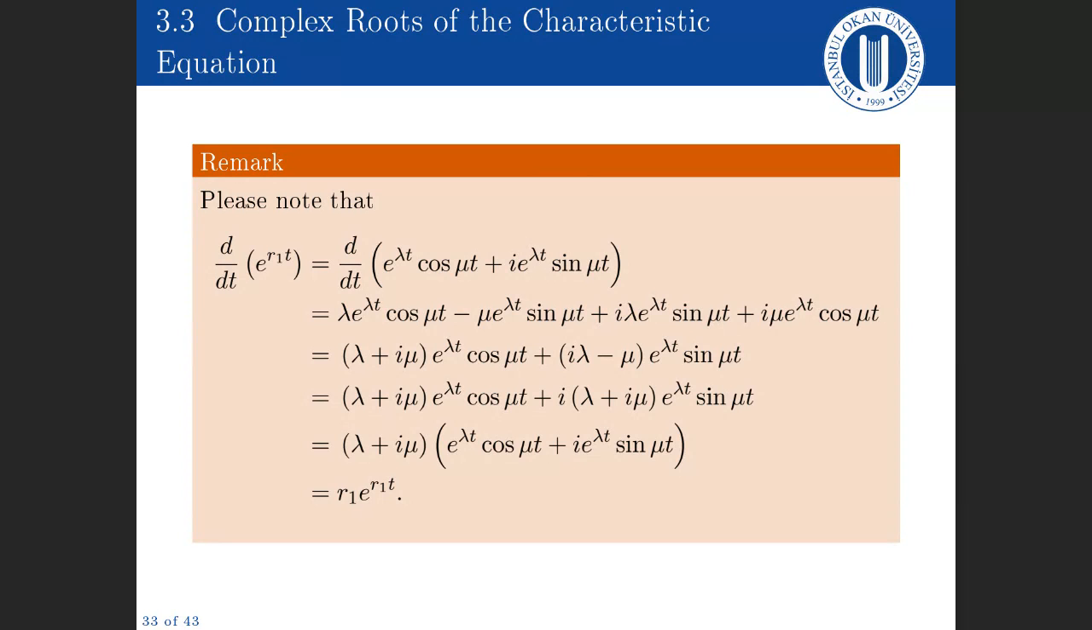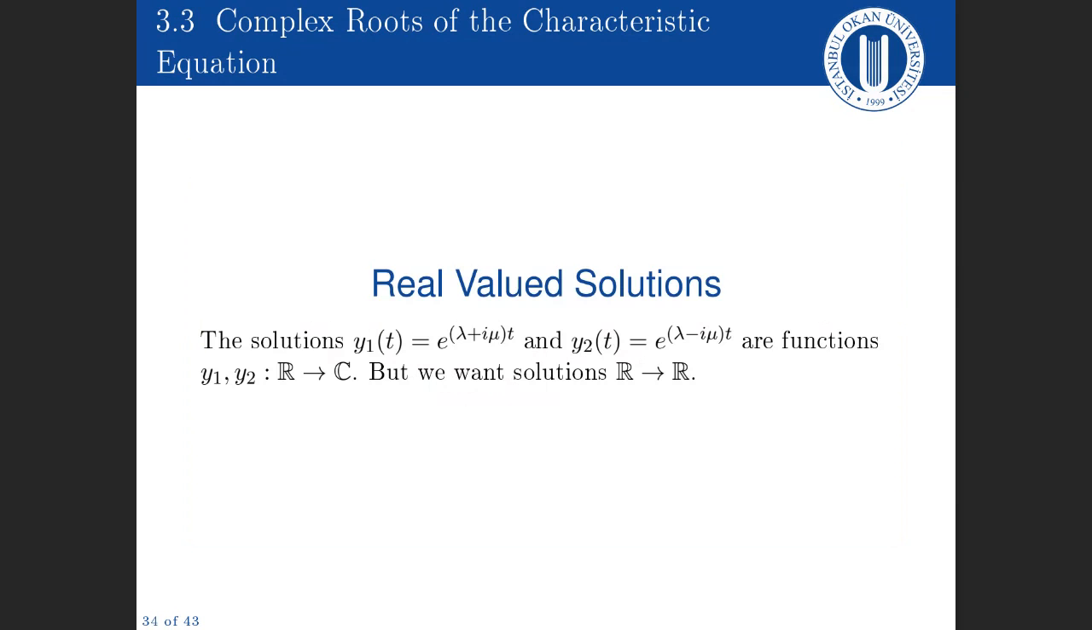So even if r1 is a complex number, still, when we differentiate e to the power r1t, we get r1 e to the power r1t. That's why this definition of e to the power of a complex number makes sense. That's great, but that's not what we want.